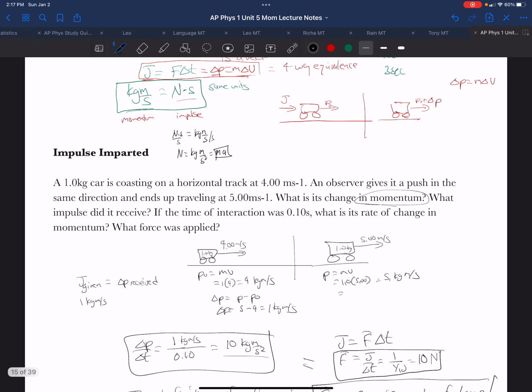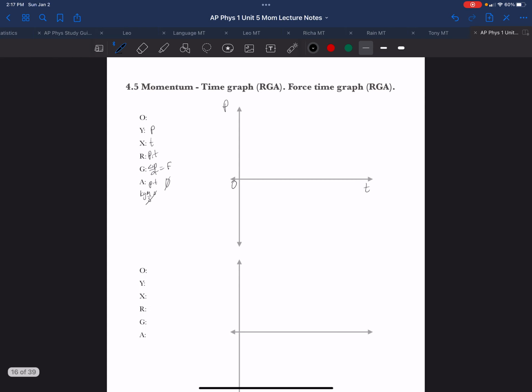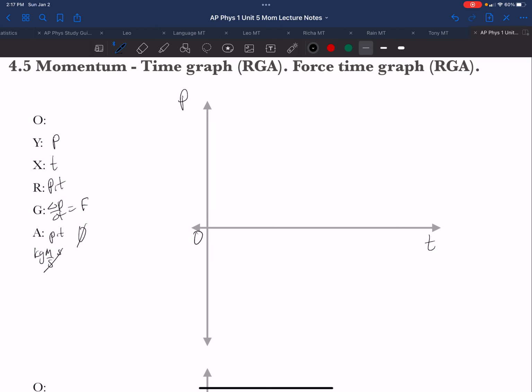So in our situation from before, we had a momentum of 4 kilogram meters per second. An impulse was imparted to the cart, giving it a momentum of 5, and it occurred over a period of 0.10 seconds. So we had a momentum of 4, and then later we had a momentum of 5. For some period of time, it's moving along like so. There is a time interval of 0.10 seconds it takes for it to go from a momentum of 4 to a momentum of 5.